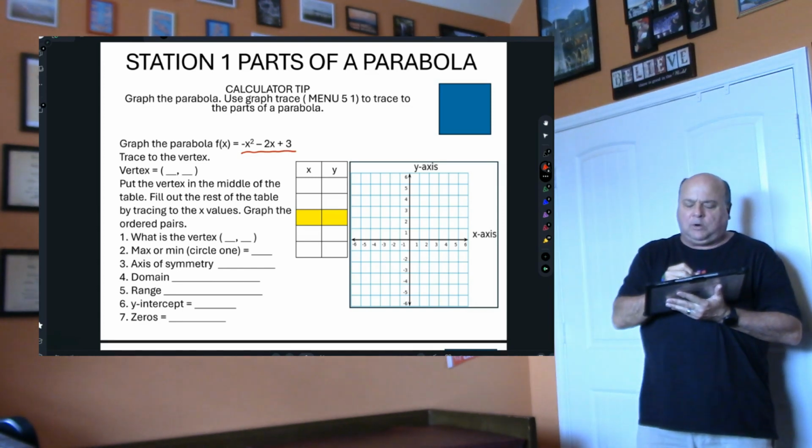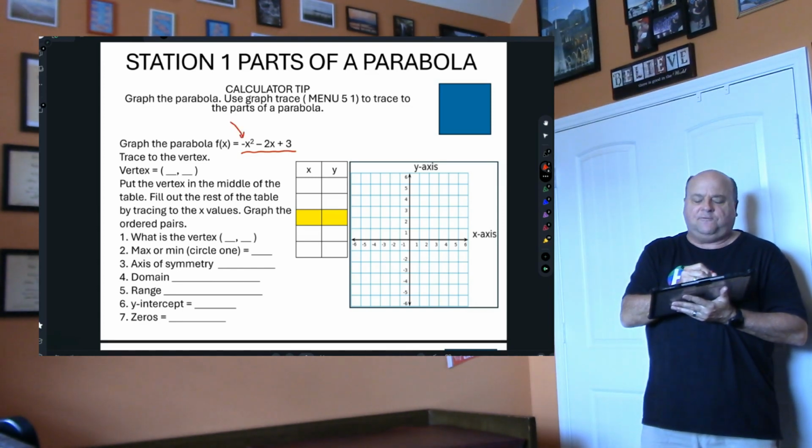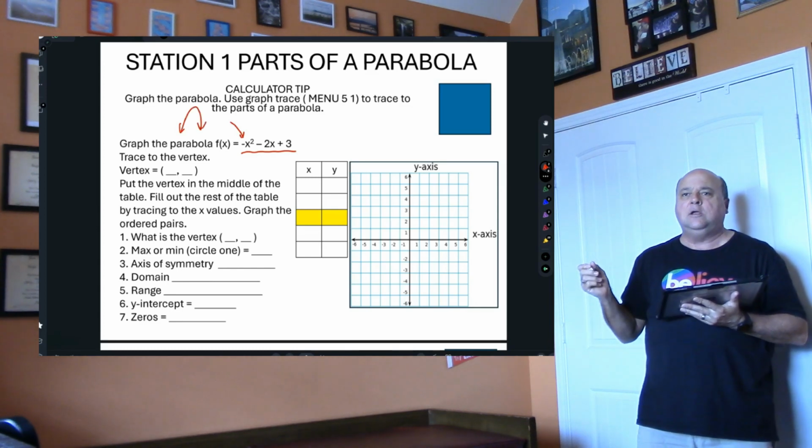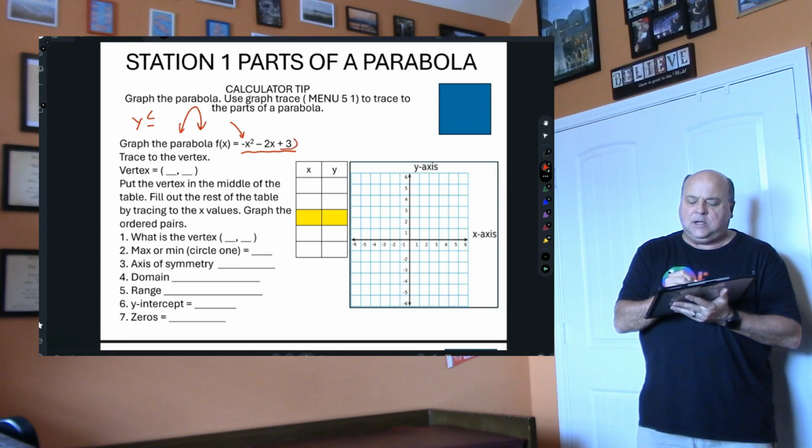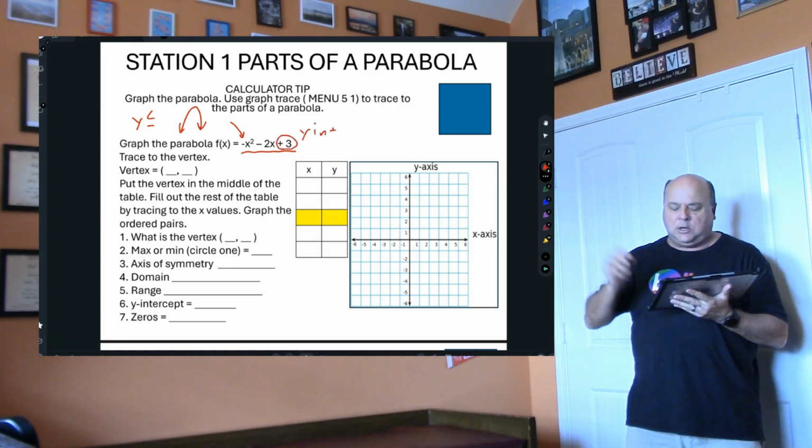Some things before we graph. This negative is going to flip it. It's going to open down, which means our range is going to be y less than or equal. This number right here will always be the y-intercept. That's something y'all need to remember.